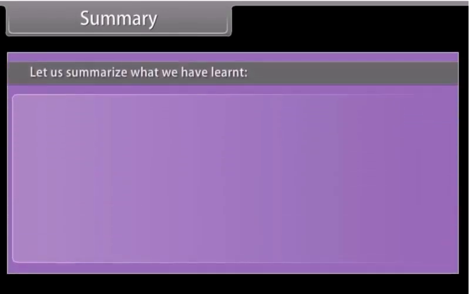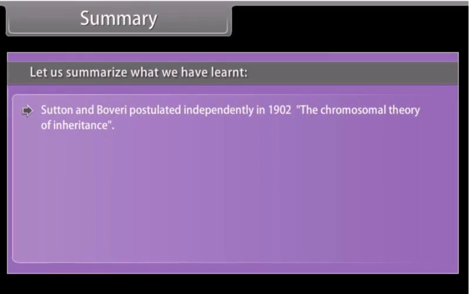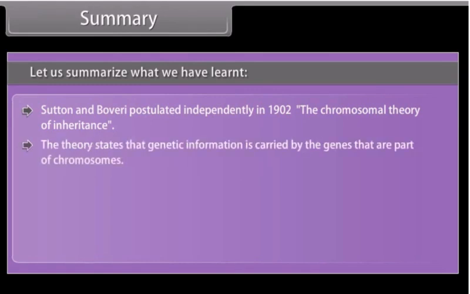Summary. Let us summarize what we have learned. Sutton and Boveri postulated independently in 1902 the chromosomal theory of inheritance. The theory states that genetic information is carried by the genes that are part of chromosomes.